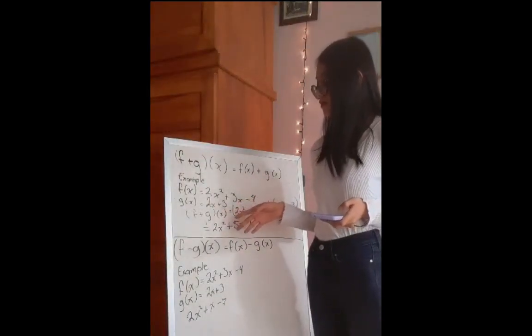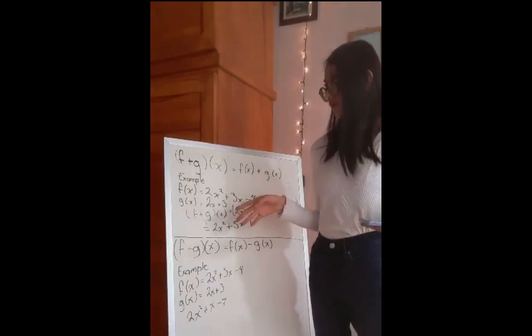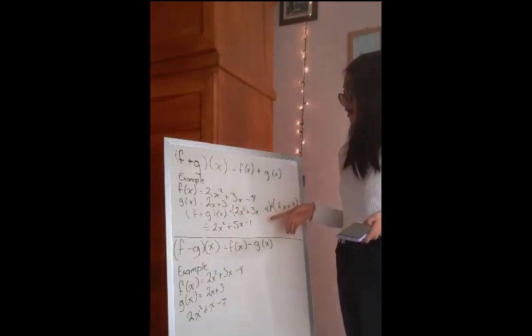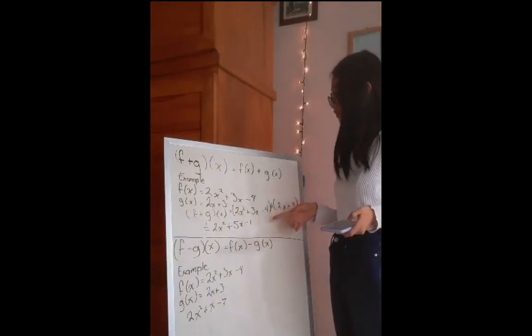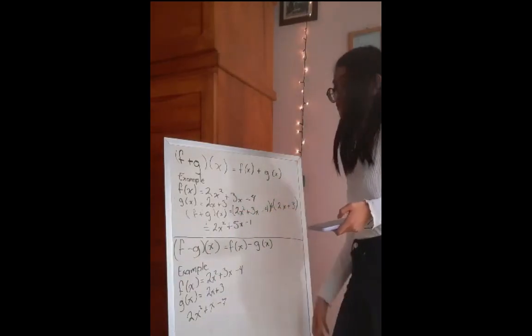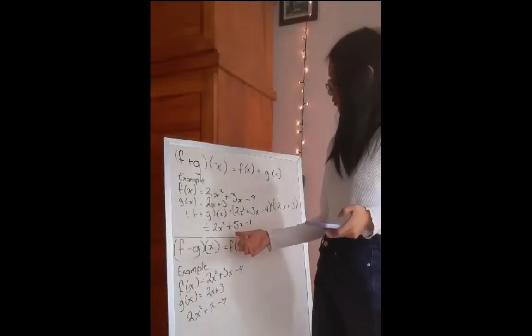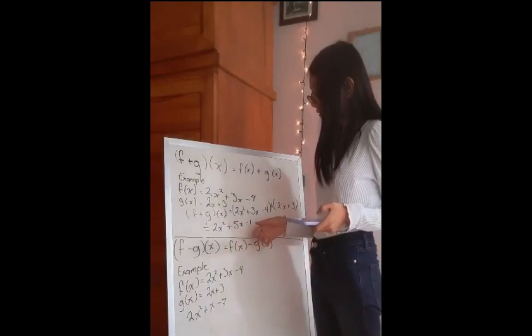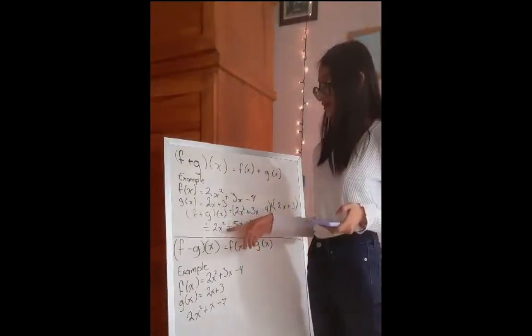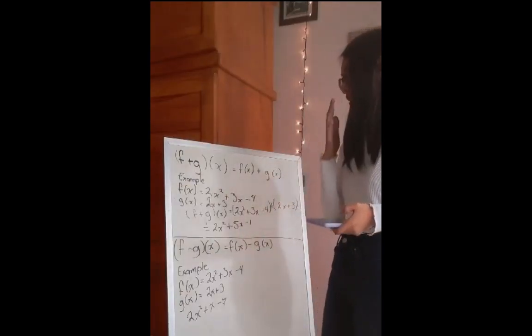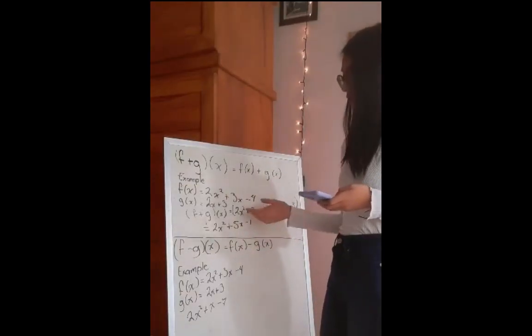f plus g of x is equal to x squared plus 3x minus 4 plus 2x plus 3, and this is equal to 2x squared plus 5x minus 1. And this is the result.